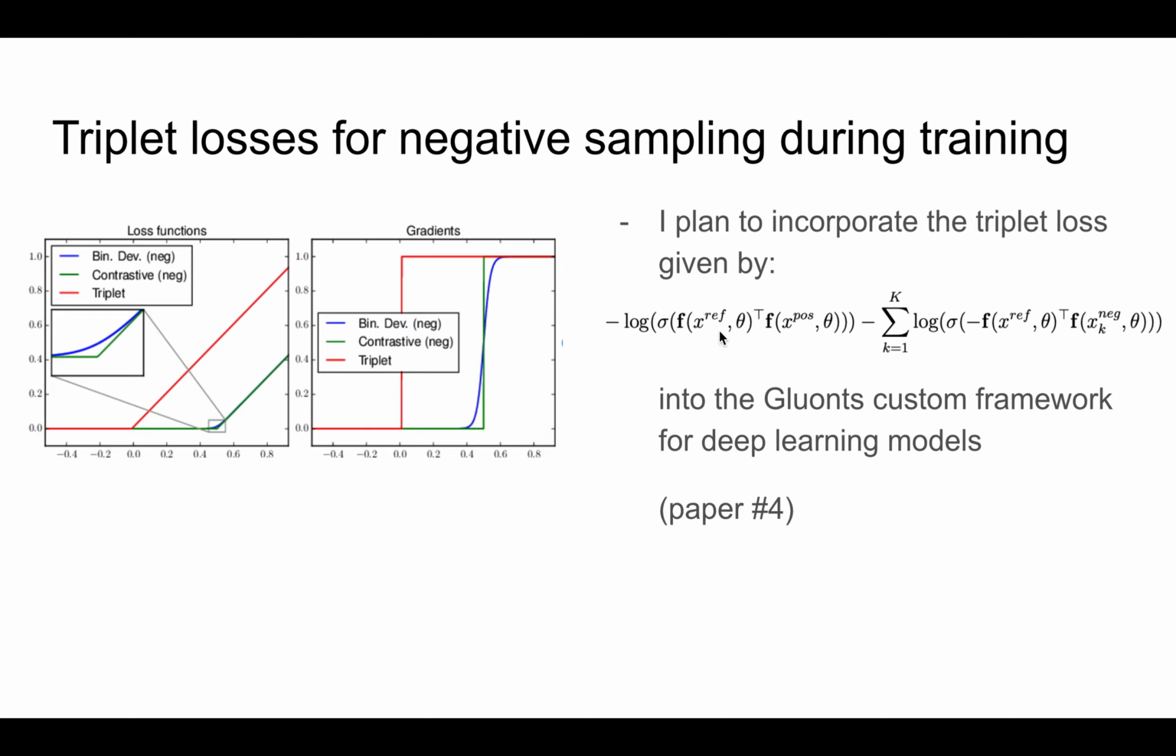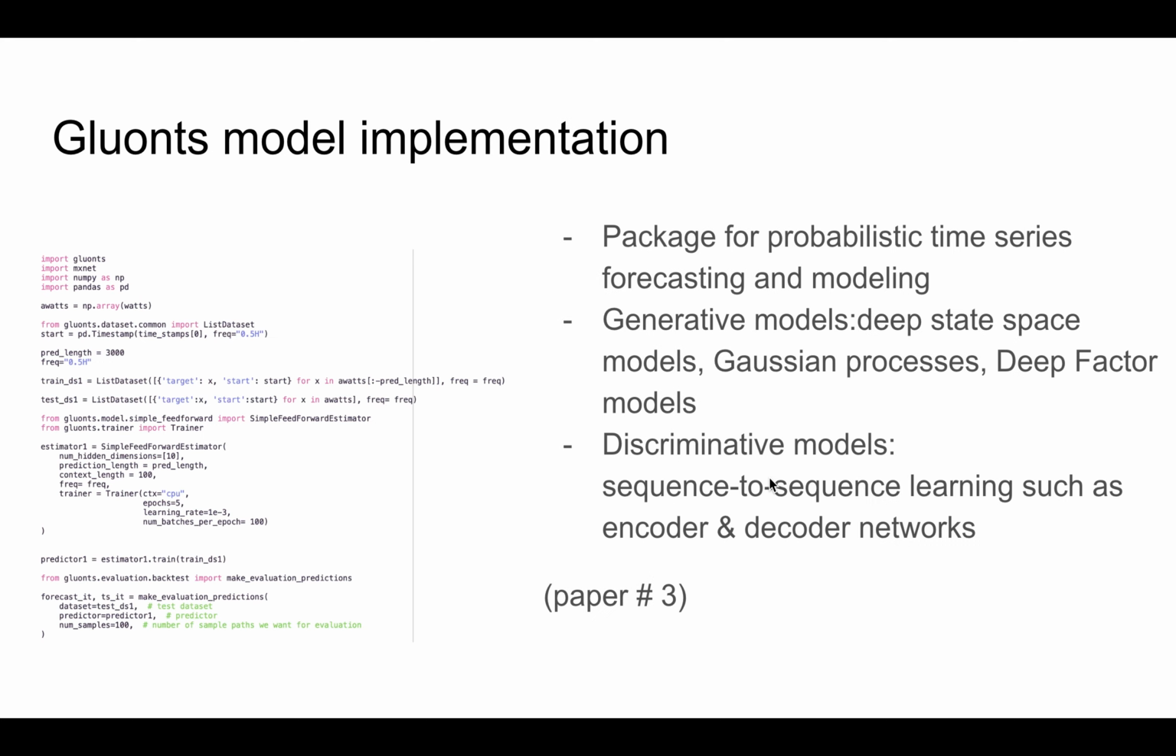So I plan to incorporate the triplet loss given by this function into the Gluon TS custom framework for deep learning models. Gluon TS is a package for probabilistic time series forecasting, which includes generative models and discriminative models. I've implemented a feed-forward neural network and trained the model on my time series training data.